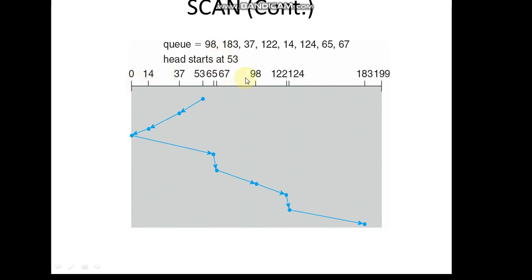As usual, we'll plot a scale from 0 to 199 and mark these values as per the scale wherever they come. First is 14, that we will mark, and then similarly 37, and all other cylinder numbers in the request queue are also marked on the scale. As usual, the head is at the 53rd cylinder. This is where it starts.